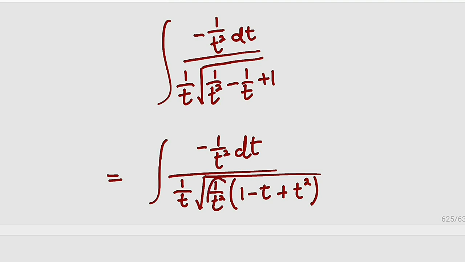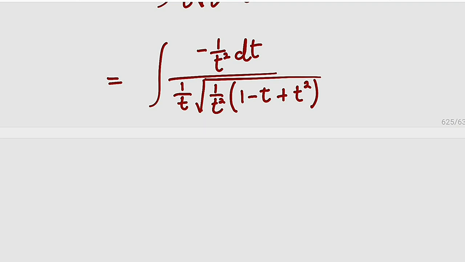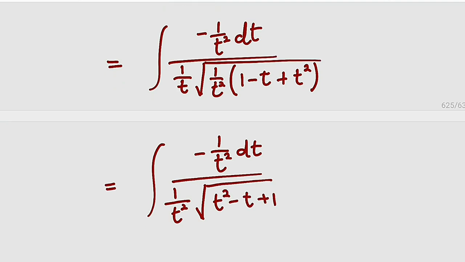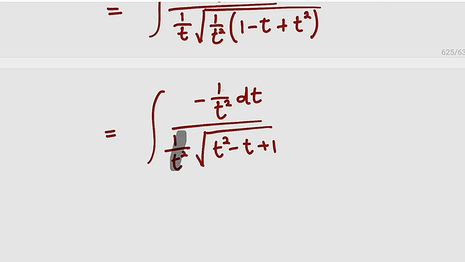Then if you take the square root of 1 divided by t squared, you are going to obtain 1 divided by t. As it comes out, it will multiply this. So you have 1 divided by t squared. So this is equal to the integral of negative 1 divided by t squared dt divided by 1 divided by t squared, right? Multiply by the square root of, I can rearrange it as t squared minus t plus 1. From here, this will cancel this.